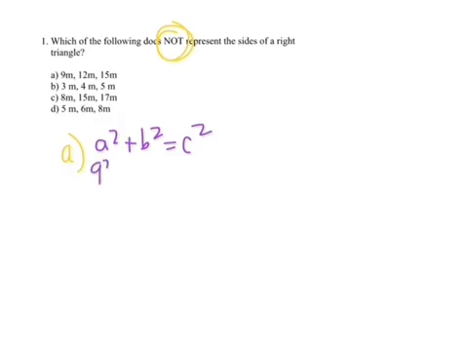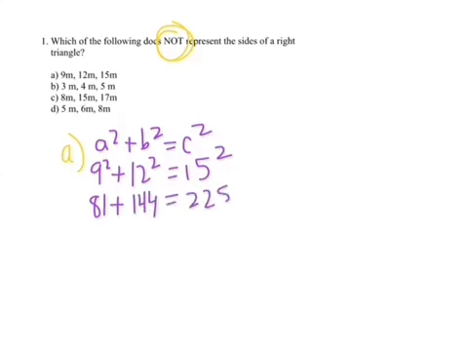9 squared plus 12 squared, we're going to see if it equals 15 squared. 81 plus 144, and 15 squared is 225. 81 plus 144 does add up to 225. So A is a right triangle. We're determining which one is not. So let's try B.